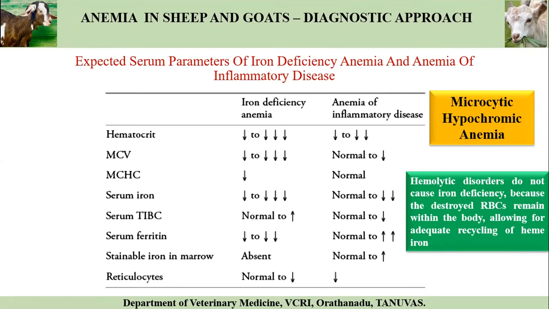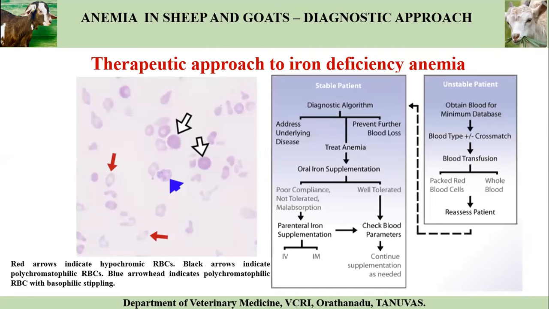How will you approach iron deficiency anemia patients? You can classify whether the patient is stable or unstable. If the patient is unstable, you can go right away for a blood transfusion. If the patient is stable, you can check for the underlying disease or prevent further blood loss, and treat the anemia with oral iron supplementation. If the oral iron supplementation is well tolerated, then check the parameters and continue the supplementation as needed. If the patient does not tolerate it, or the animal has malabsorption, you can choose parenteral iron supplementation.